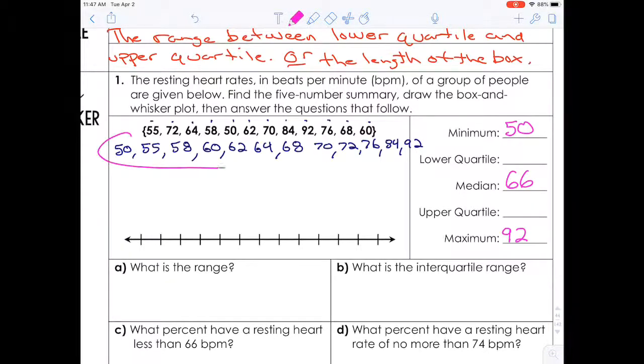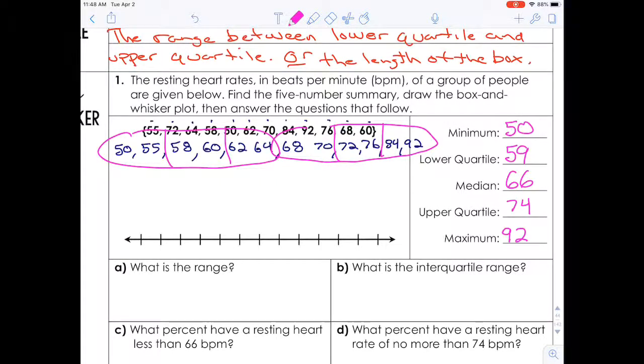So remember, we have this half, and we have this half. So the median of the lower half would be these two, and the median of the upper half would be these two. So you can add them together and divide by 2, or ask yourself what's in between 58 and 60. And then on the other side, you'd ask yourself what's in between 72 and 76. Now we have our 5-number summary.